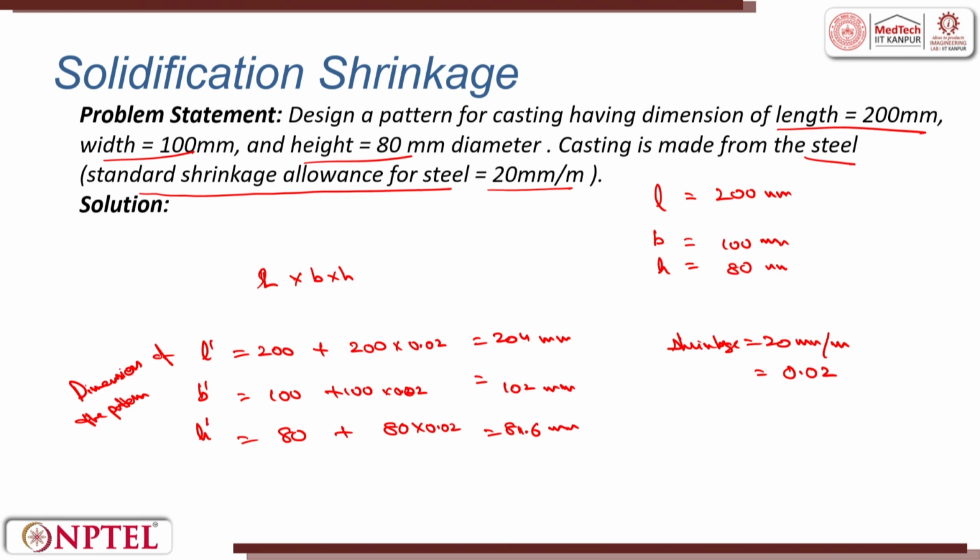Okay, let me add one more thing here. Let me say my pattern is something like this. This is length, breadth, height that is given. I also have a diameter given here. I also have a circle here or a cavity here, that is also given. So, here we will have negative allowance.